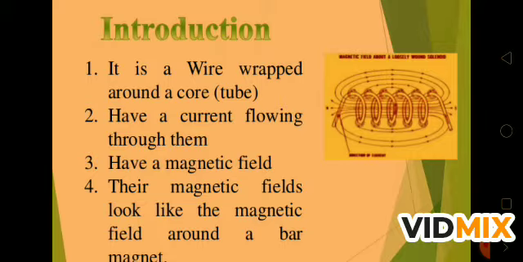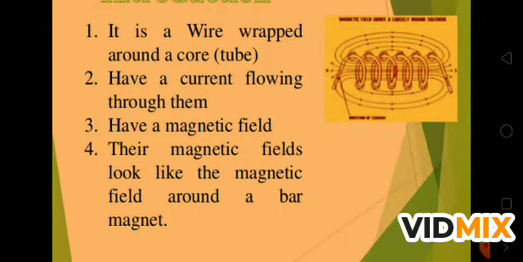It is a wire wrapped around a core or a tube, and when current flows through it, it creates a magnetic field that looks like the magnetic field around a bar magnet, meaning it has similar properties to a magnet. Whatever we learned about the properties of a bar magnet, the same field lines and magnetic effect are created in the solenoid when current flows, and when you switch off the current the magnetic field disappears.